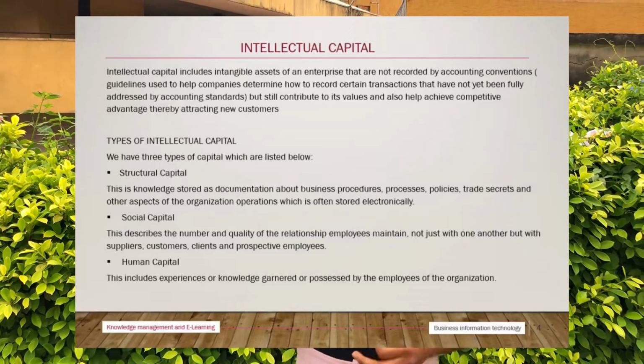Basically, we have three types of intellectual capital: the structural capital, the social capital, and the human capital. The human capital basically includes experiences or knowledge garnered or possessed by an organization's employees. And the social capital is the quality of the relationships that employees have, not just with one another, but the relationship they have with their clients, their customers, their suppliers, and so on.